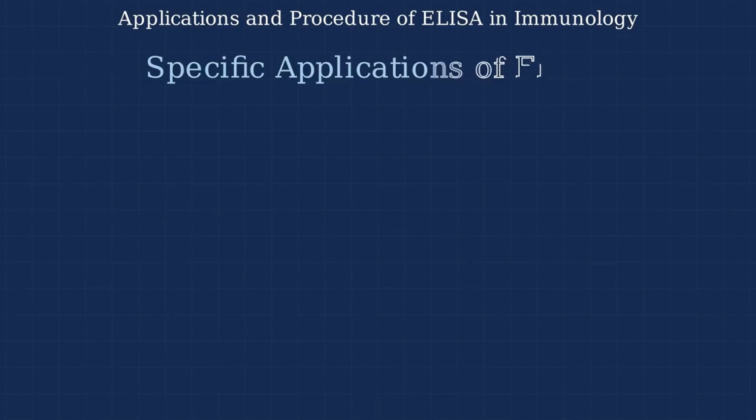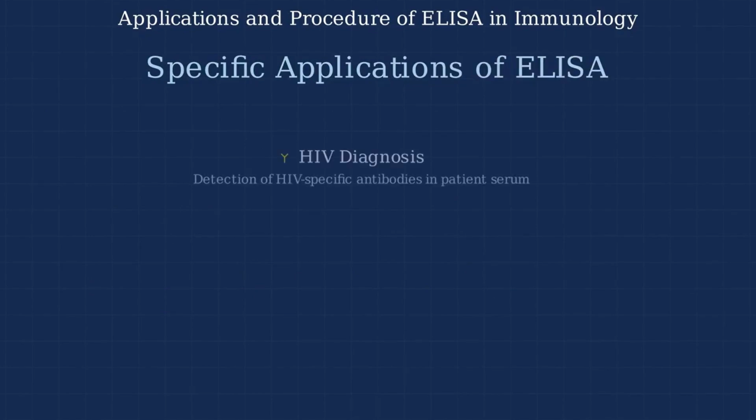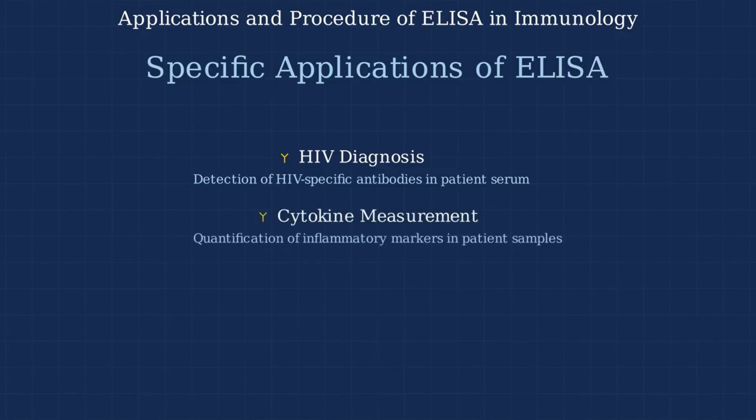ELISA is widely applied in various specific diagnostic and research contexts. In HIV diagnosis, ELISA is the primary screening test detecting HIV-specific antibodies in patient serum with high sensitivity. For inflammatory conditions, ELISA can precisely measure cytokine levels, providing valuable insights into disease progression.